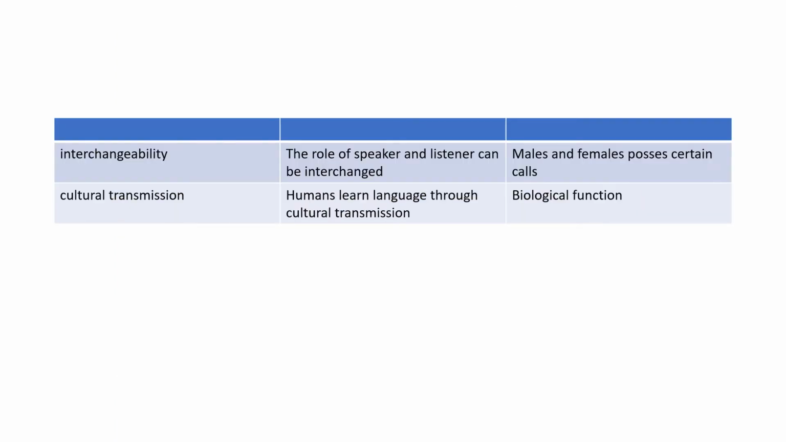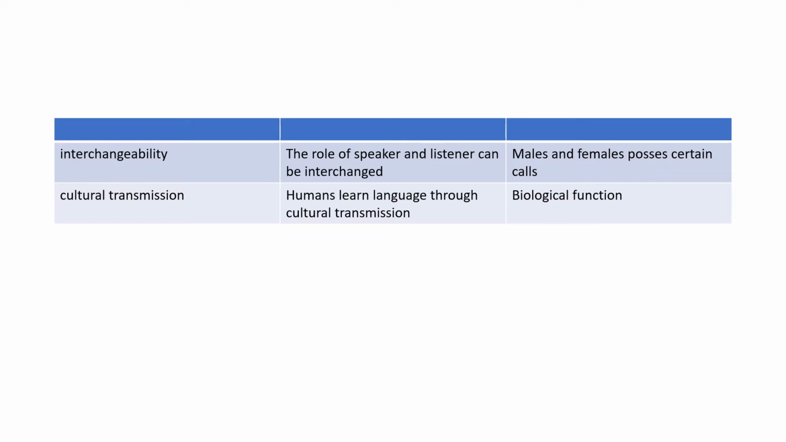Interchangeability. The role of speaker and listener can be interchanged in human communication. What happens when we speak in groups, or in meetings, or when you are talking to your friends? First you speak, the other person listens, then the other person speaks, you listen. So the role of speaker and listener keeps on changing. If one person is talking to the crowd and the crowd is answering back, again the speaker and listener roles change. In animals, male and females possess certain calls.